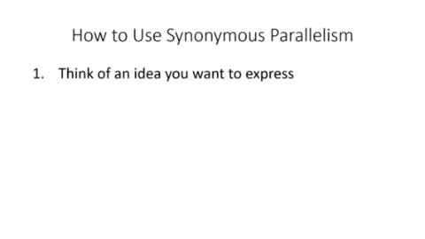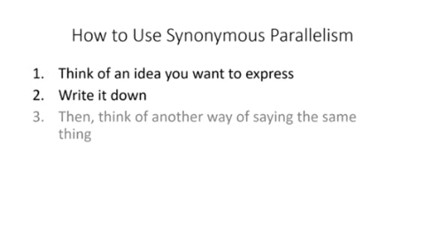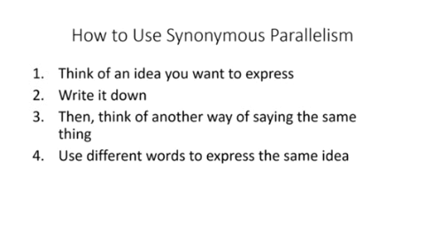Now, how do we use synonymous parallelism? We should try to use this in our writing, especially if we like poetry and creative writing. Number one, we have to think of an idea we want to express. Then, we write it down. After that, we think of another way of saying the same thing. So think of the same idea but using different words. Then use those different words to express the same idea. That is how you can use synonymous parallelism.